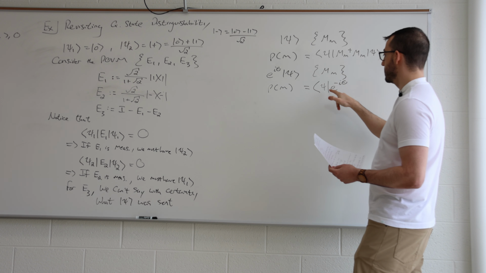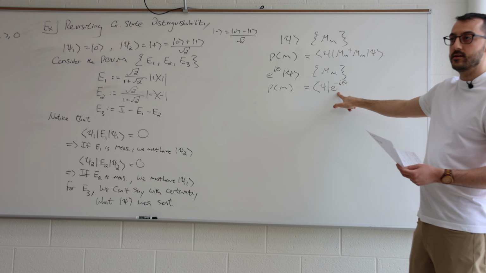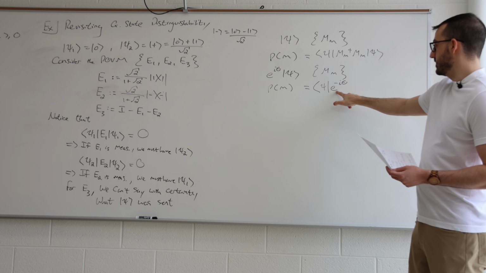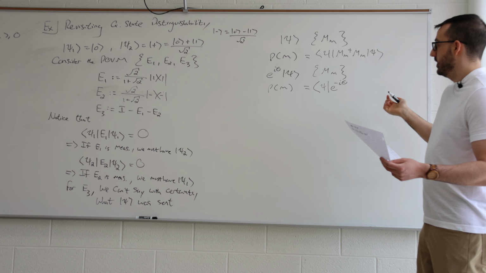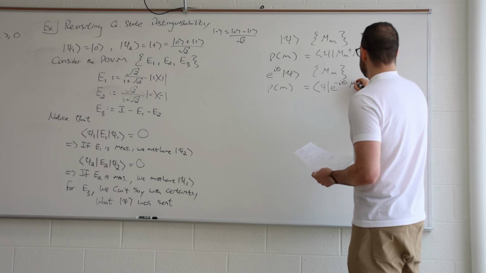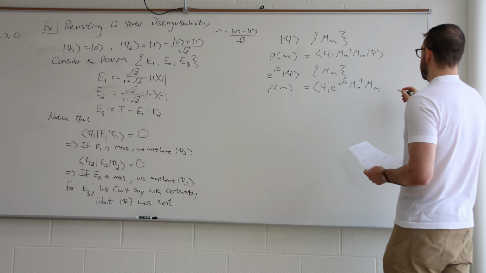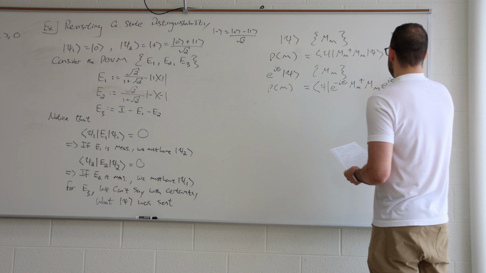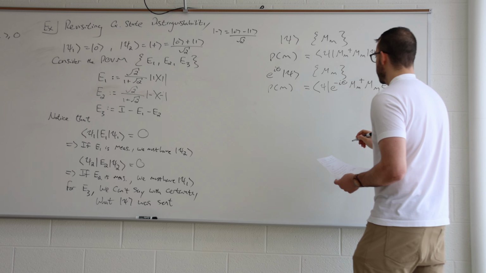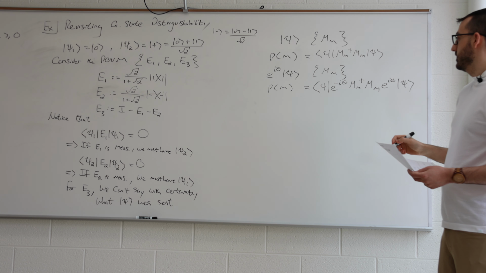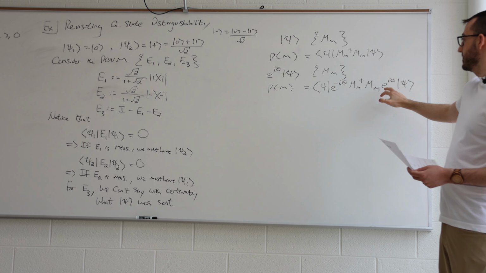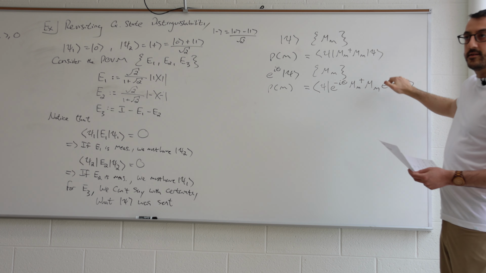So I reverse the order, and I have to remember to take the complex conjugate of the number out in front. That is e to the minus i theta. Now I just continue using the measurement postulate, so M dagger, and then on the right, it's just going to be this state e to the i theta times psi. Can anyone make a statement now about how to relate these two?